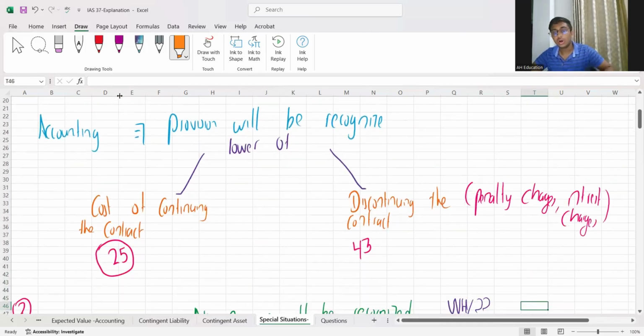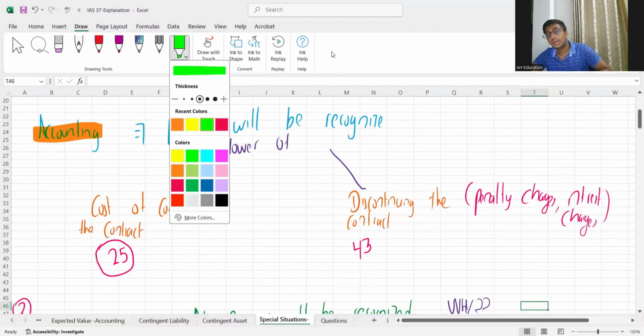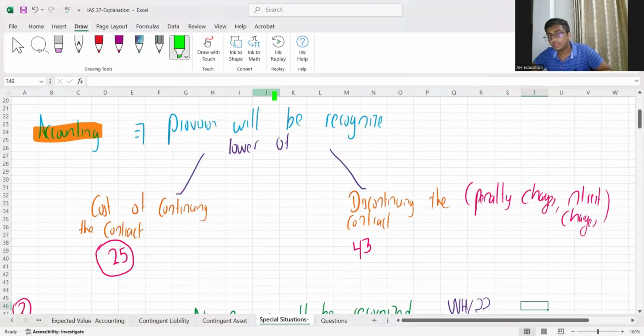You can ask what would be the accounting. The accounting would be simple. You need to recognize a provision, guys. You need to recognize the provision. But how will you determine the provision? It would be the lower of.